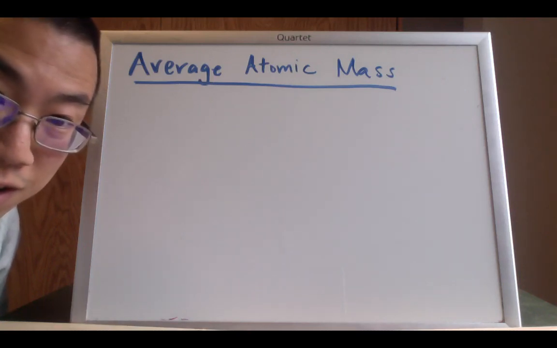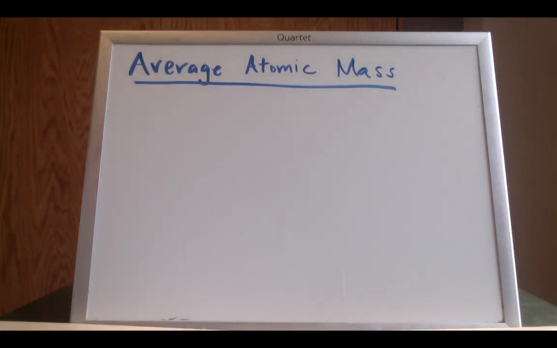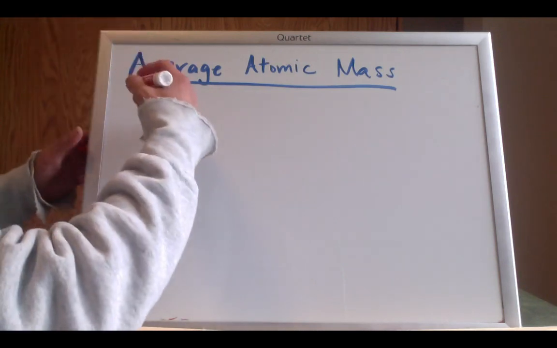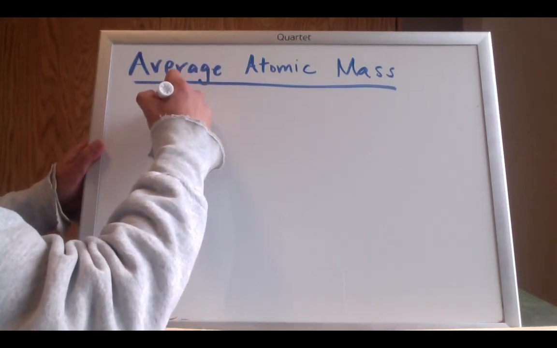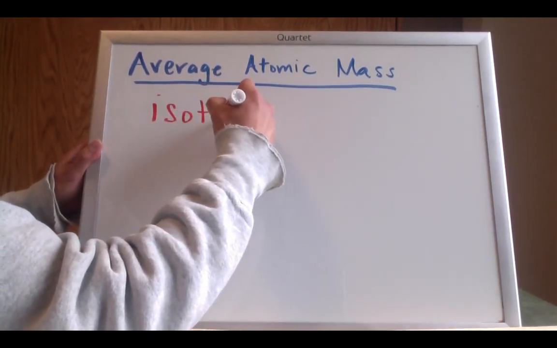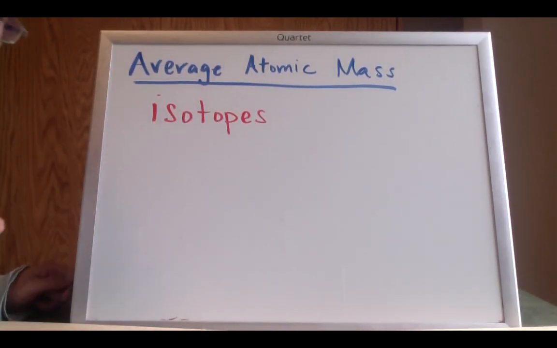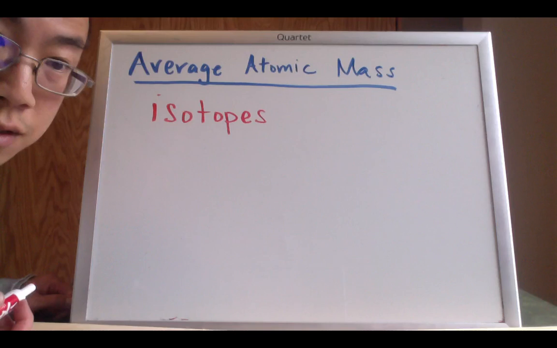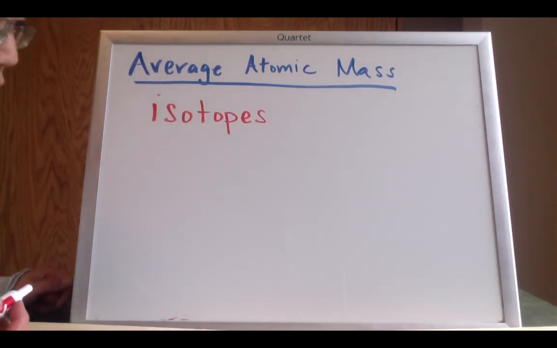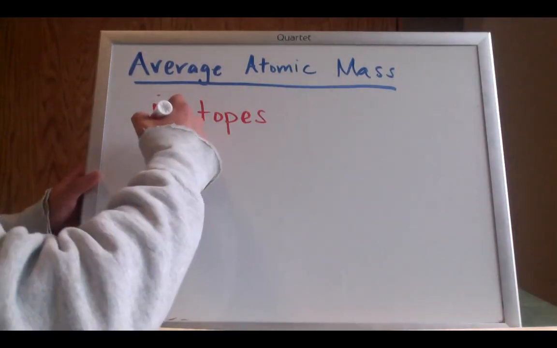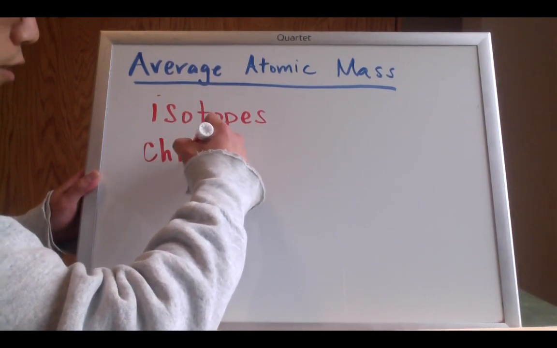Hi everyone, today we're going to talk about average atomic mass. When we take a look at average atomic mass, we're taking the average atomic mass based on all of the isotopes of a certain element. And so remember, isotopes have a different number of neutrons, and so that makes the atomic mass different. So we can take a look, and we'll see later on in the video.